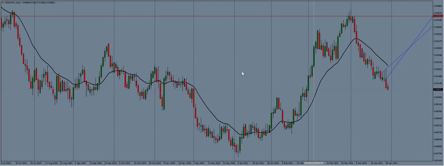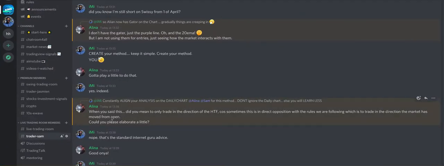Okay, this is to answer a question from a member. Alina is asking, when you said this, did you mean only trade in the direction of the higher time frame? Because sometimes this is in direct opposition with the rules we are following, which is to trade in the direction the market has moved from open.